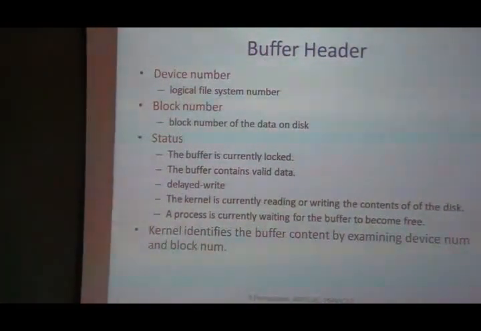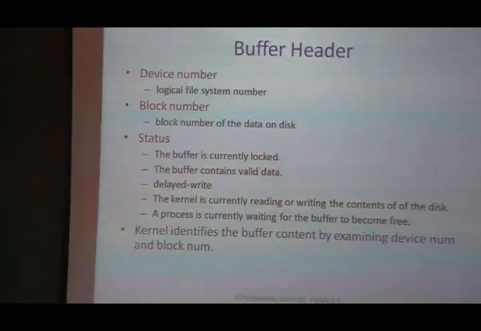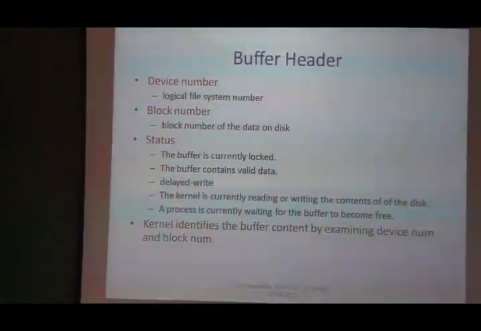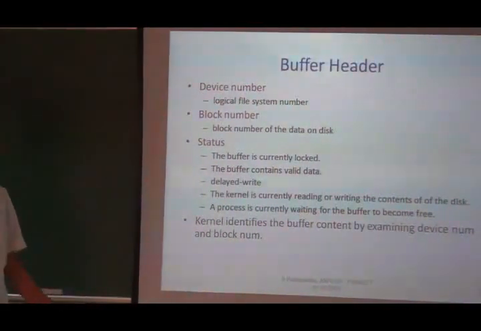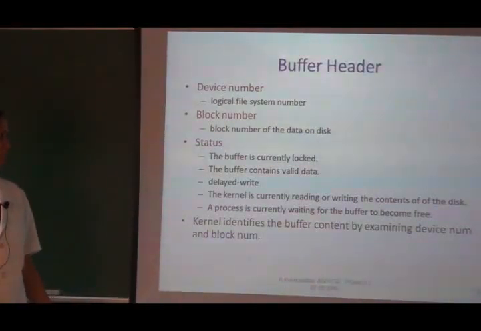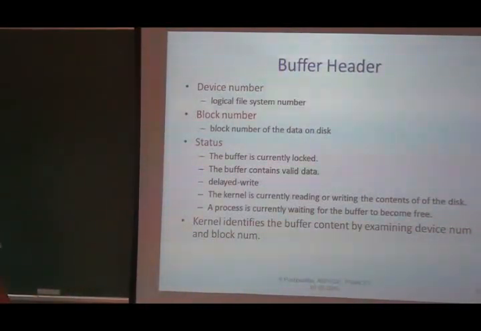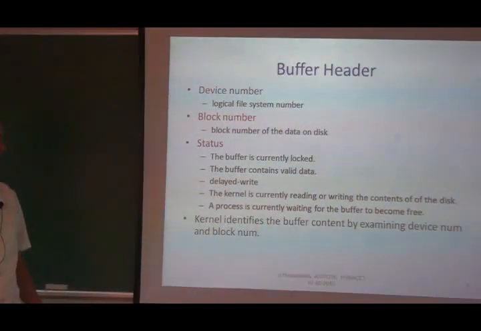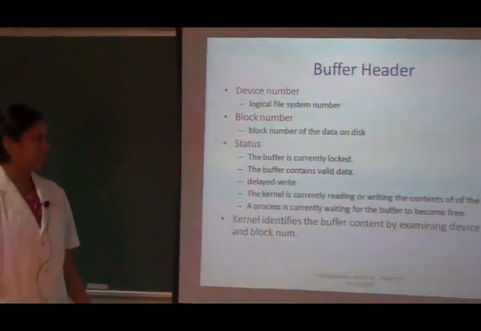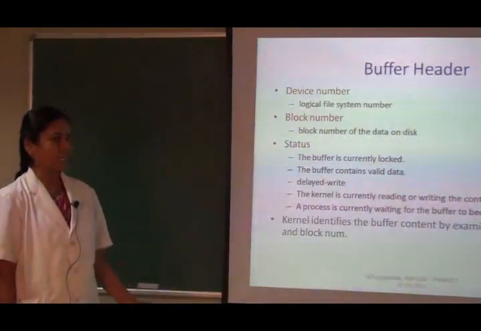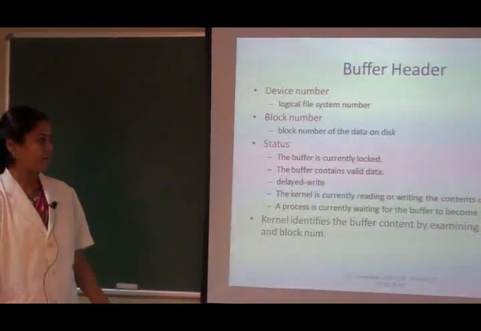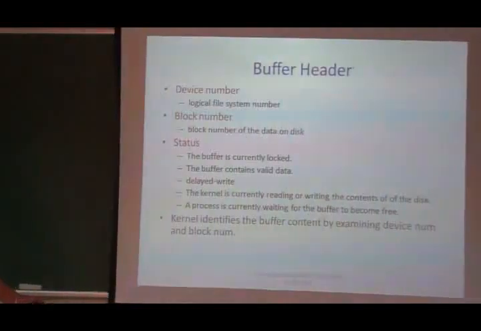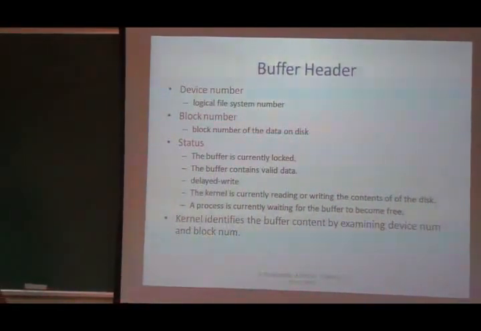The buffer header contains the device number. It is a logical file system number, or it is called the file system number. Block number is the block number of the data on the disk. And status: the buffer is currently locked, the buffer contains valid data, the buffer data is delayed write, the kernel is currently reading or writing the contents to the disk, or a process is currently waiting for the buffer to become free. The kernel identifies the buffer by examining the device number and the block number.